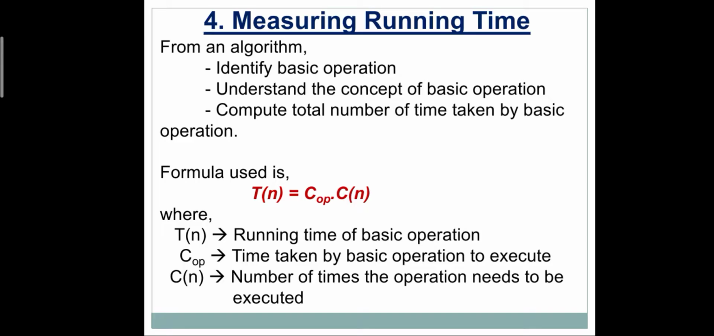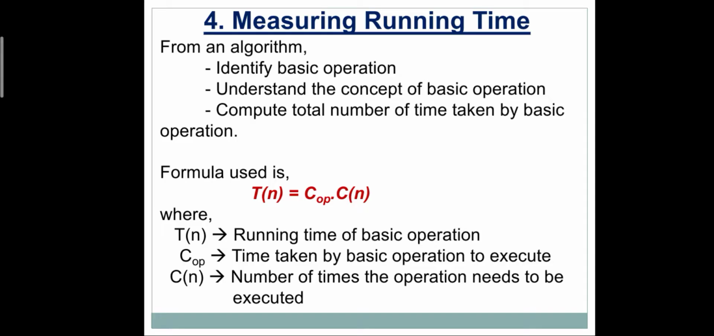Now, the formula used is T of n is equal to COP into C of n, where T of n denotes the running time of the basic operation, COP denotes the time taken by basic operation to execute, and C of n denotes the number of times the operation needs to be executed.